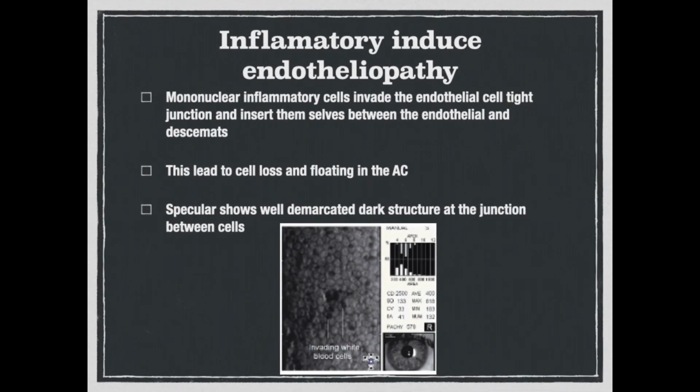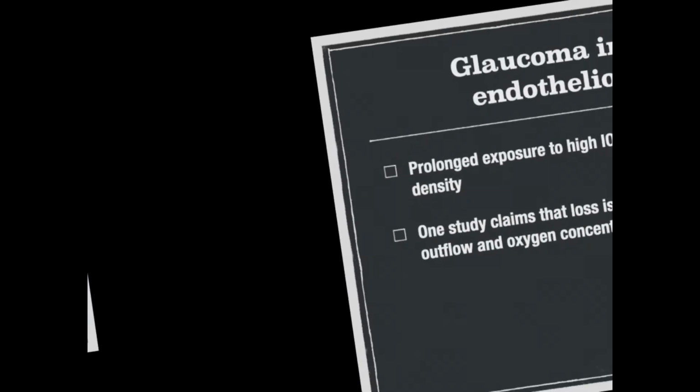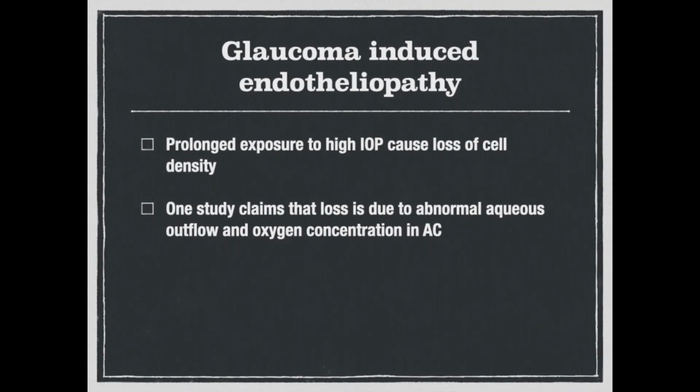Inflammatory-induced endotheliopathy: mononuclear inflammatory cells invade the endothelial cell tight junctions and insert themselves between the endothelial cells and Descemet membrane. This leads to cell loss, with cells floating in the AC, and specular microscopy will show a well-demarcated dark structure at the junction between cells, like the image below. Glaucoma-induced endotheliopathy: prolonged exposure to high IOP causes loss of cell density. One study claims that the loss is due to abnormal aqueous outflow and oxygen concentration in the AC.